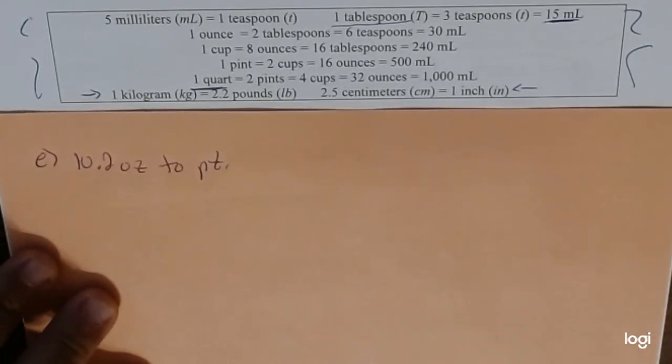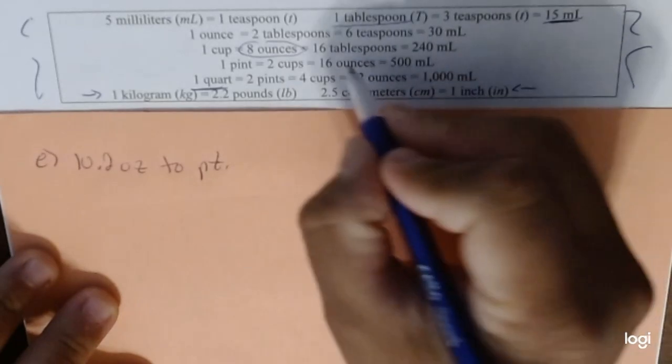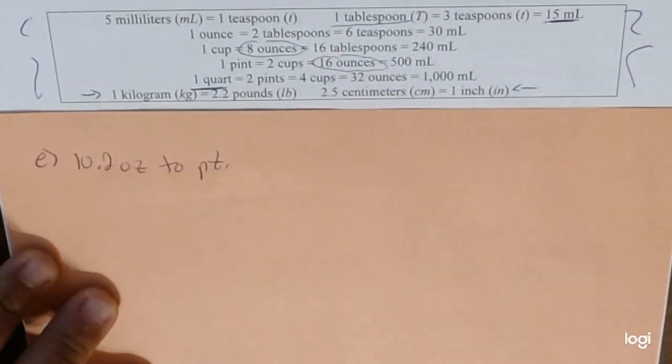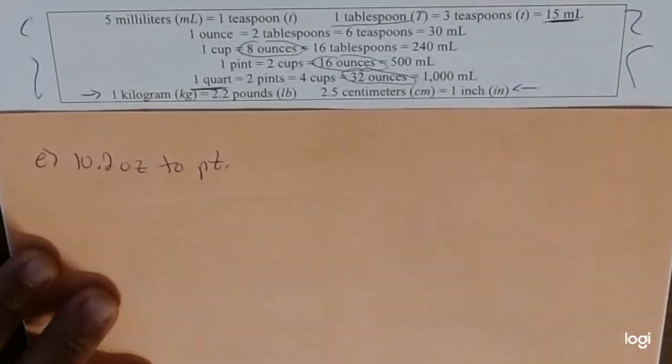All right, so we have the tables here. So where do we have ounces? There's a couple places we have ounces. We have ounces here, to help us out, and also here. So notice we have a lot of equivalences we can actually go to.